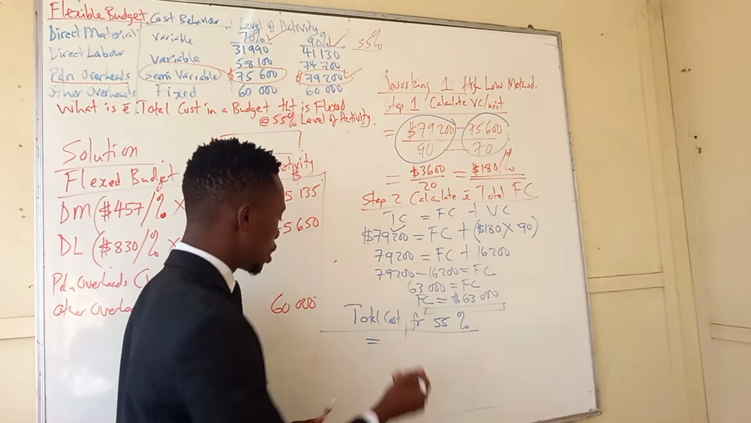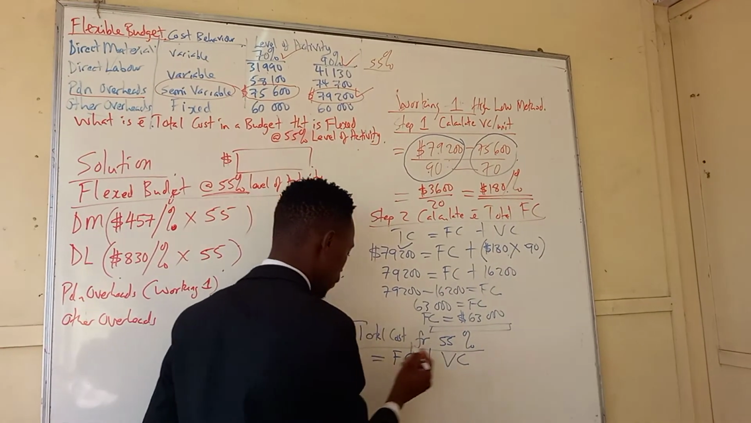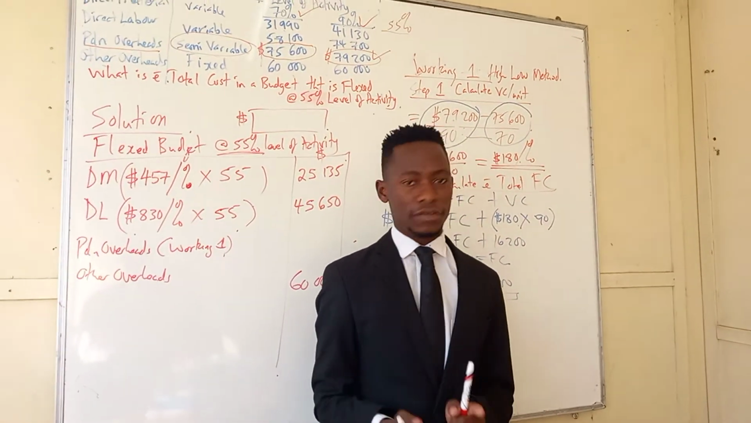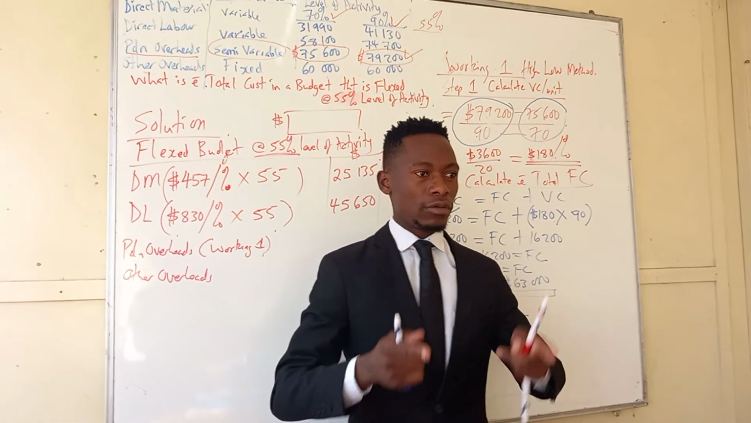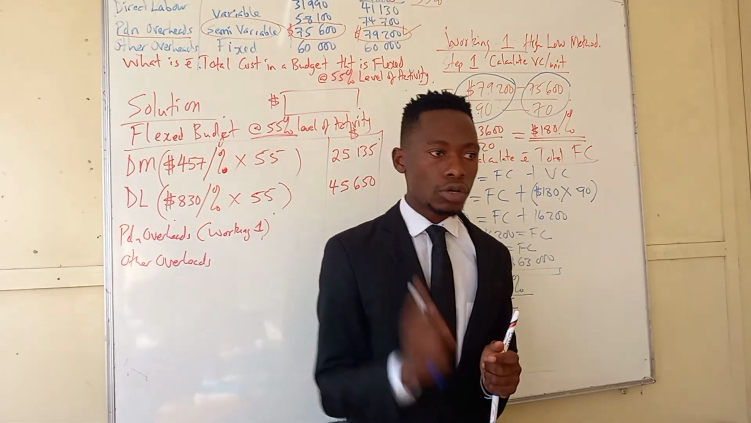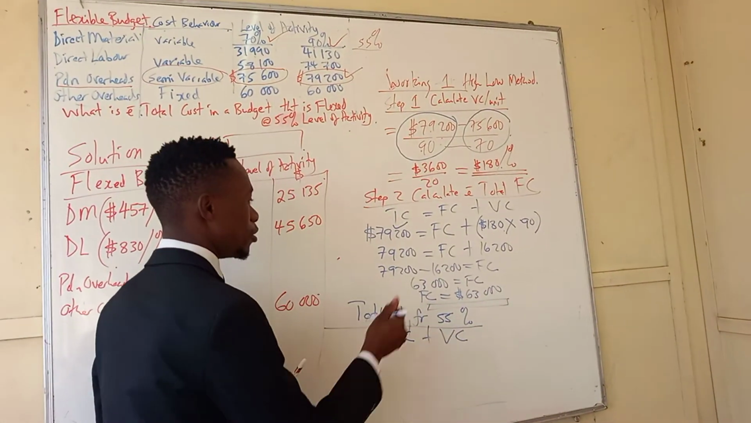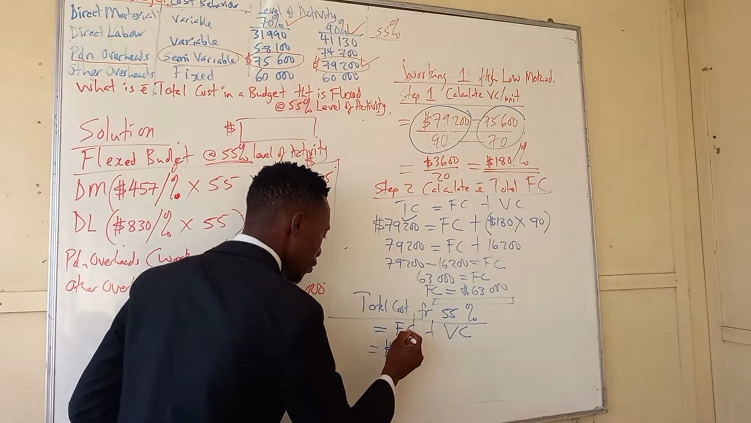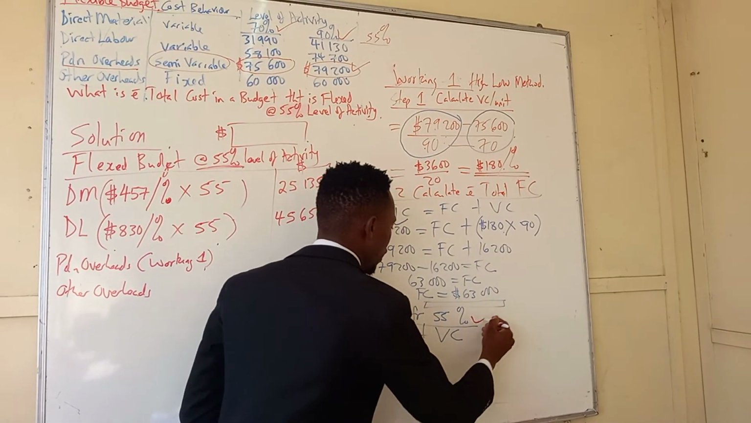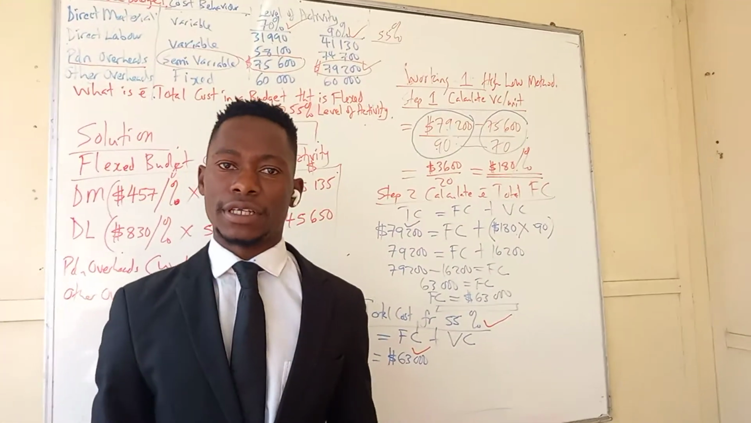How do you get the total cost? We've explained this before. Fixed plus what? Plus variable. Remember, the fixed cost doesn't vary with the level of activity. It remains the same. Whether you want to produce at 70 or at 90 or at 55%, the fixed cost doesn't change. Right, so the fixed cost is what? 63,000. Yes, this is now at 55, but doesn't matter. The fixed cost doesn't change with the activity level, so it's 63,000.